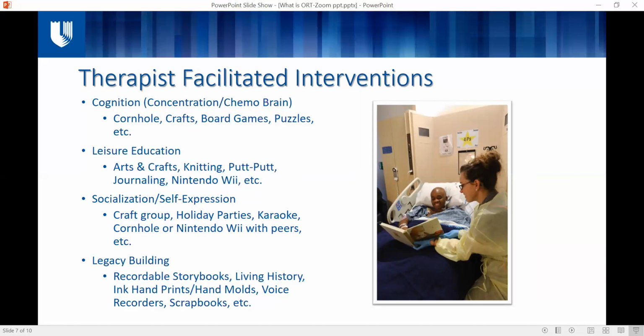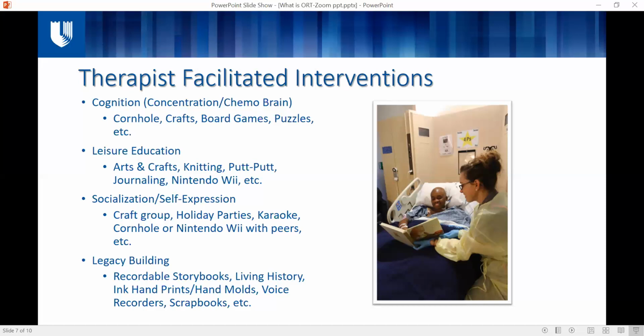Of course. Leisure education is another aspect where, especially if you're in the hospital for such a long stay, you learn how to structure your time, improve quality of life, and engage in activities that are interesting and enjoyable for you while you're in the hospital. So such as maybe learning arts and crafts. I teach a lot of patients how to knit, or doing something fun maybe you haven't tried before, like the Nintendo Wii or putt-putt or expressive arts or journaling. So taking the time while you're in the hospital to learn something new and try something new and improve that quality of life during hospitalization.